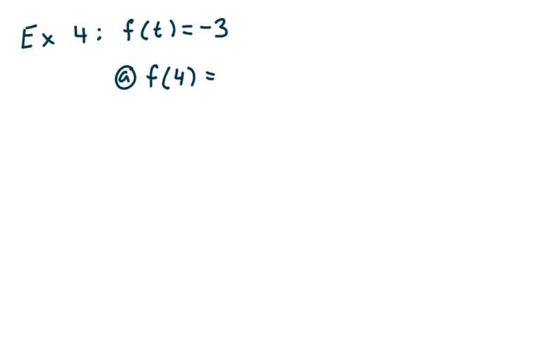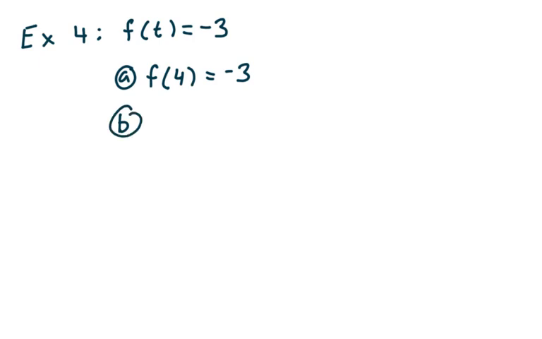Couple more. What if I give you this one? f of t equals negative 3. Now, this one's very interesting because no matter what I replace t with, my output will always be negative 3 the whole time, right? So here, if I wanted f of 4, it's not meant to be a trick question. f of 4 will be negative 3.